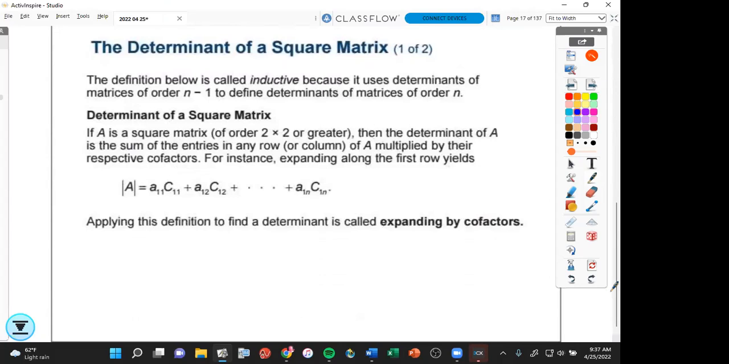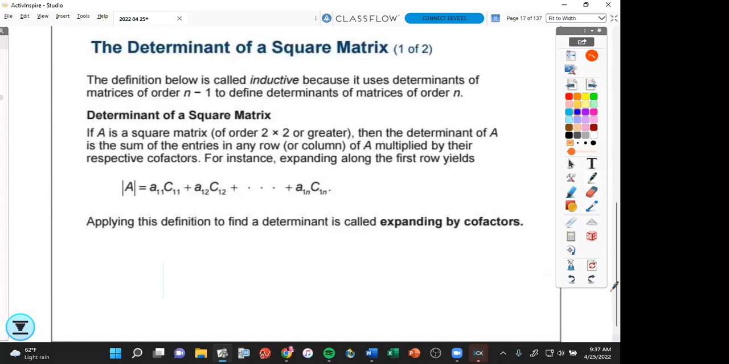The definition below is called inductive. It's inductive because it uses determinants of the matrix of order n-1 to define the determinant of matrices of order n. If A is a square matrix bigger than 2 by 2, then the determinant of A is the sum of the entries in any row or any column multiplied by the respective cofactors.